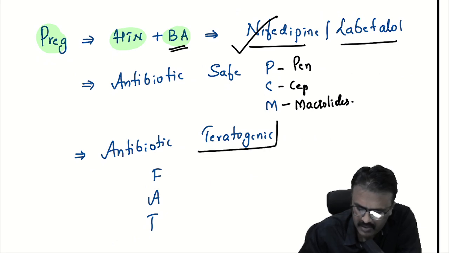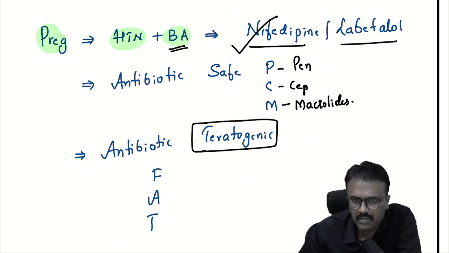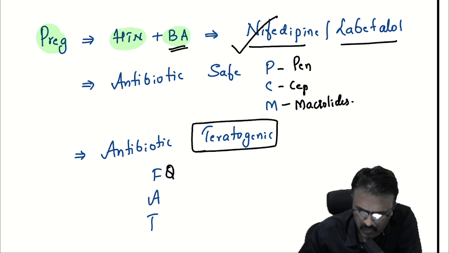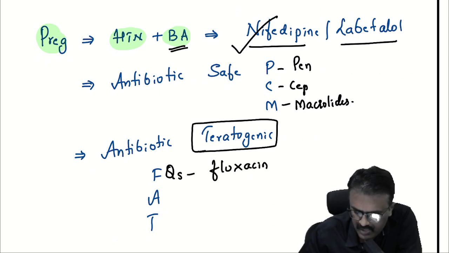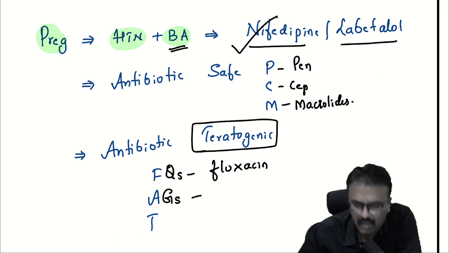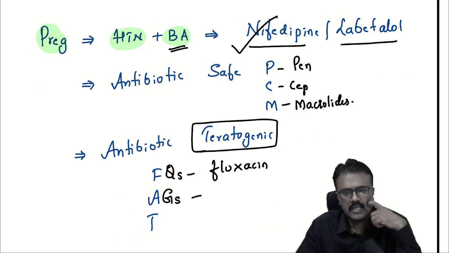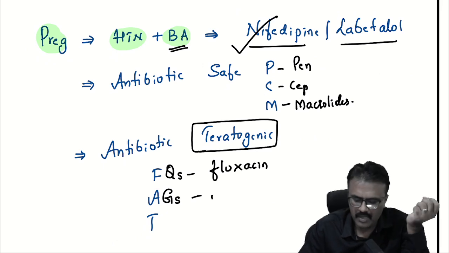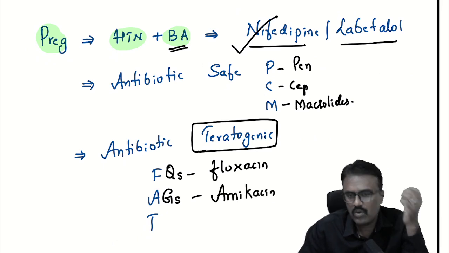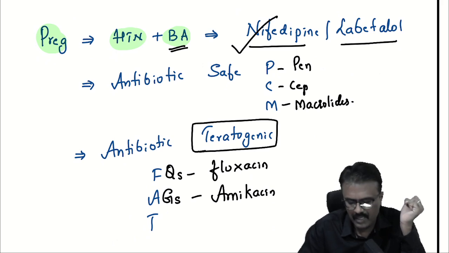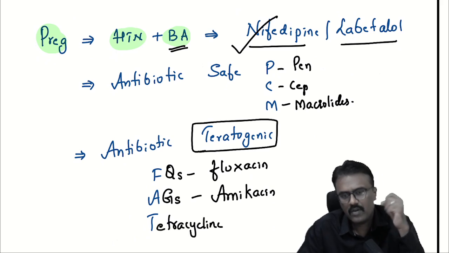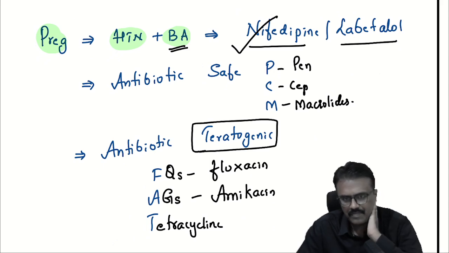Which antibiotics are absolutely not given in pregnant women? Teratogenic ones. Fluoroquinolones, you know, they end with floxacin. Why, sir? They cause cartilage damage. AGs means aminoglycosides like streptomycin, gentamicin, amikacin. Why don't we give them, sir? They can cause ototoxicity in the fetus. T for tetracycline. Why not tetracycline in pregnant women? They can cause teeth and bone damage.